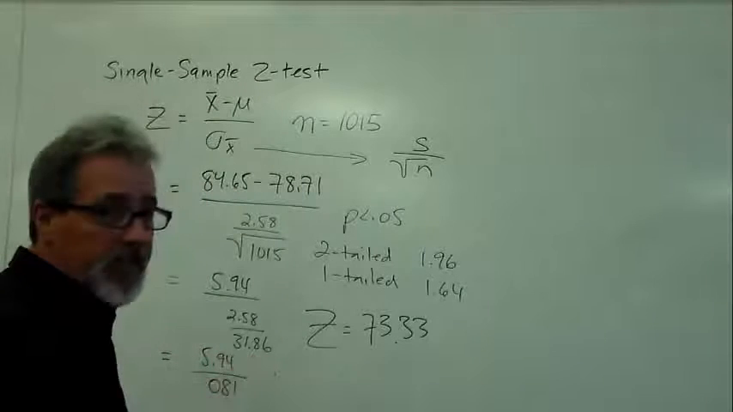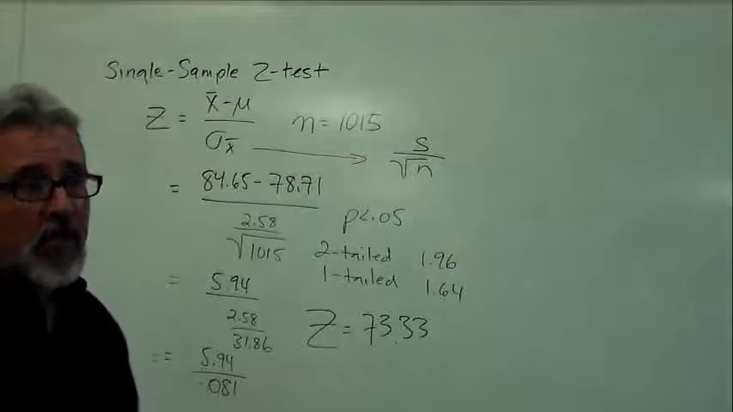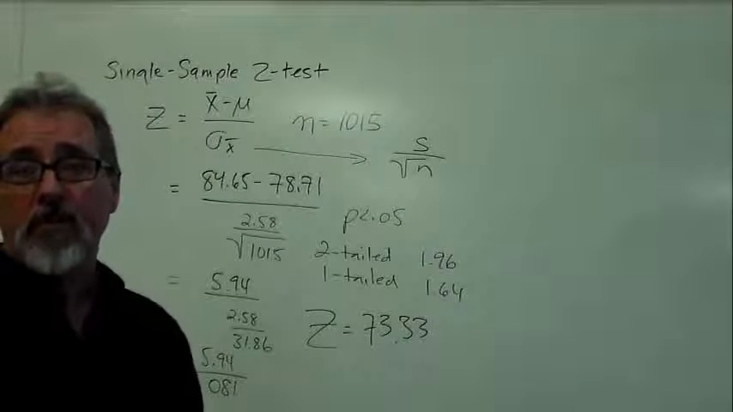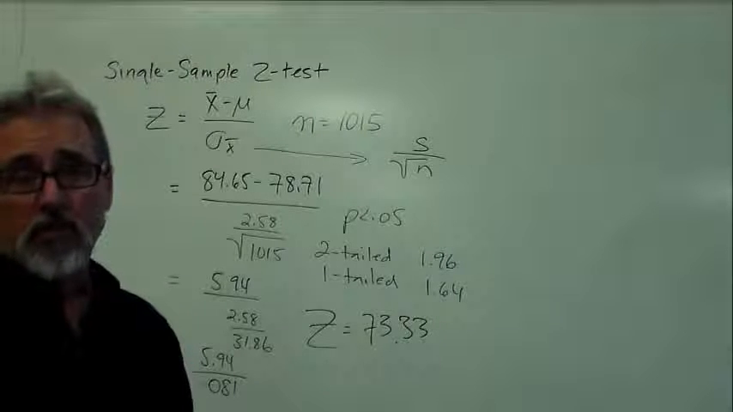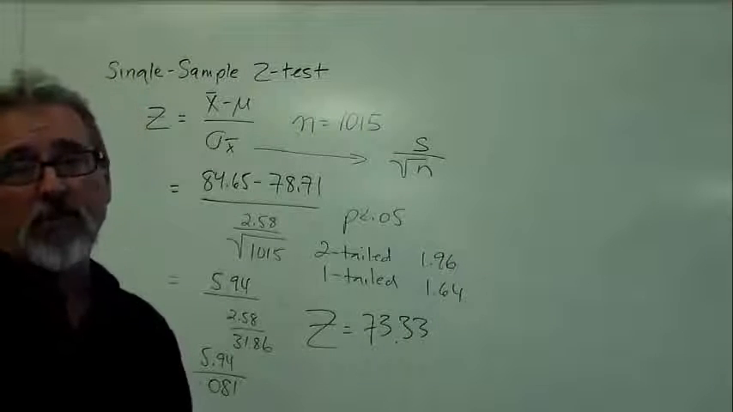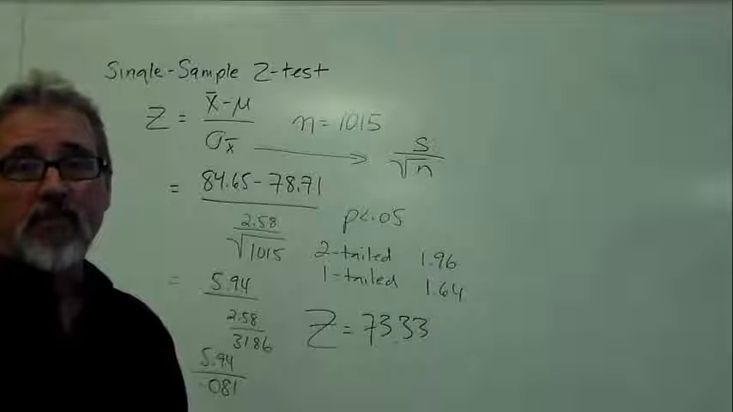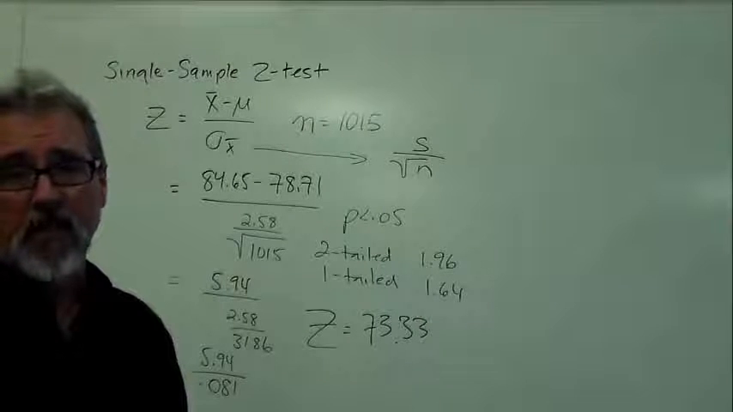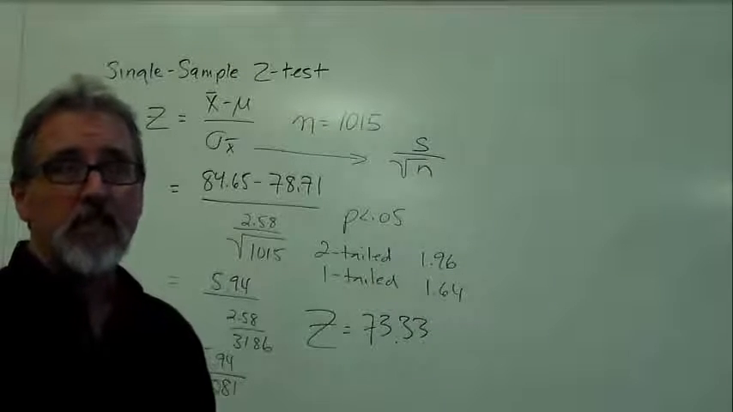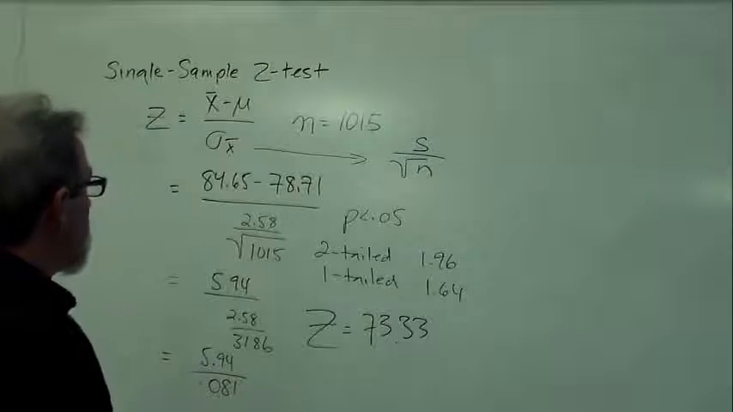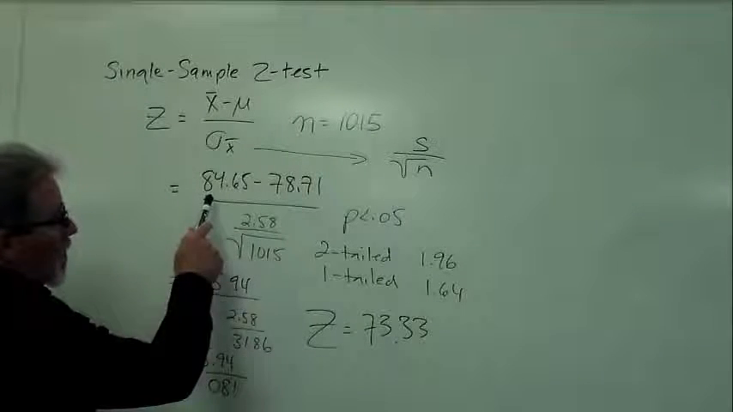The lesson where we have this science teacher, Mrs. Thompson, who thinks her science students are considerably better than the state average. So she wants to compare the school's 1,015 students to the entire population of the state. It's a classic single sample. All right? So you're given all the information.